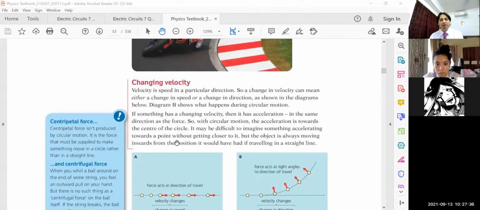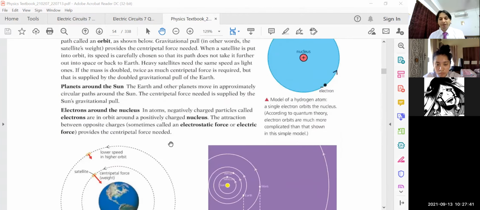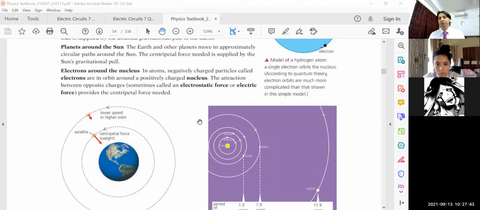So children, this was something about circular motion, and now on Friday we have another class. On Friday we are going to discuss some worksheet questions, and there is also your test. After the test, we will discuss questions. Now I want to take one of the questions asked, question number 1 from the worksheet, children.